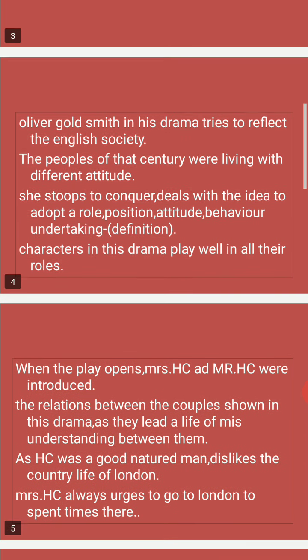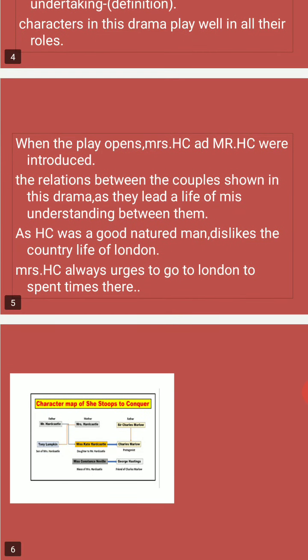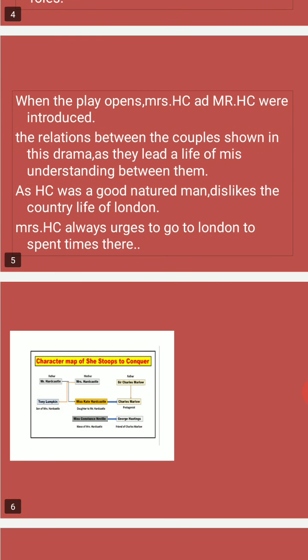Characters in this drama play well in all their roles. The dramatic characters included in this drama played their roles in an authentic way. They gave full effectiveness and devoted their full strength to the drama. So here now comes the drama part. When the play opens, what happens?